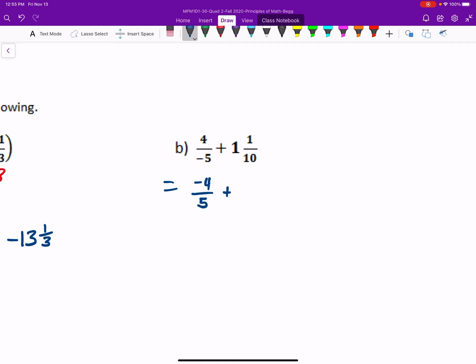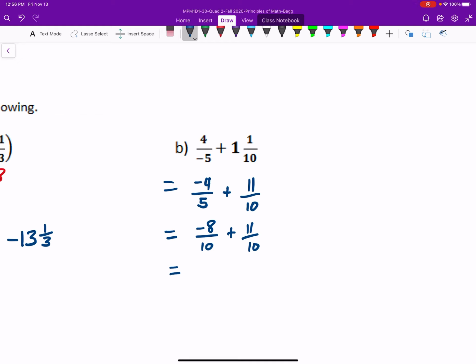I'd change 1 1/10 to 1 times 10 plus 1 is 11 over 10. I'd get a common denominator, and I notice that 5 goes into 10, so I can use 10 as my common denominator. If I multiply the first fraction, top and bottom, by 2, I get -8 over 10. And then I'm going to add -8 plus 11.